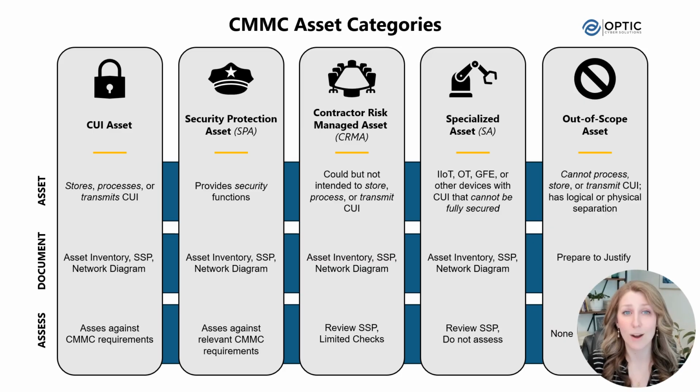So as we've discussed, properly classifying assets is a critical first step in preparing for CMMC certification. Without a clear understanding of what types of data your organization handles and where it resides, achieving compliance becomes a complicated mess. And so properly identifying and classifying your assets is essential for defining your CMMC scope. And organizations should ensure their CUI assets receive full security protections, protect their security-related systems, or SPAs, manage risk on non-CUI systems, CRMAs, within their CUI boundary, and evaluate specialized assets to determine how to achieve the CUI protections. And then also exclude those out-of-scope assets to streamline your compliance efforts.